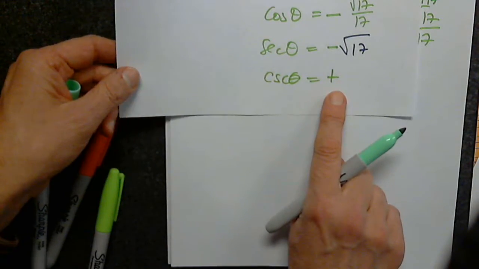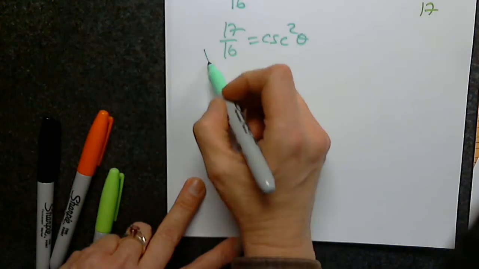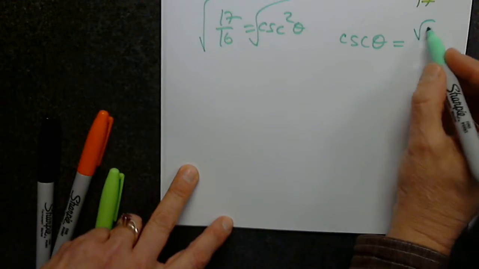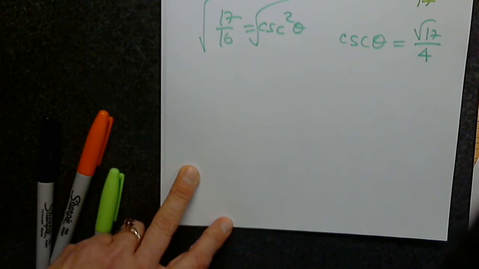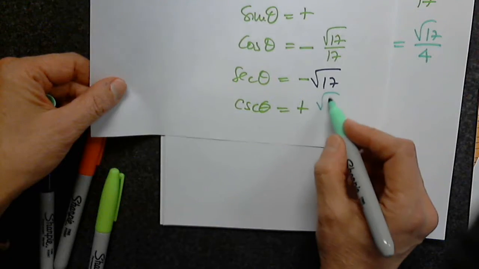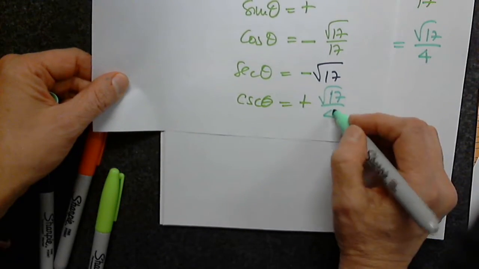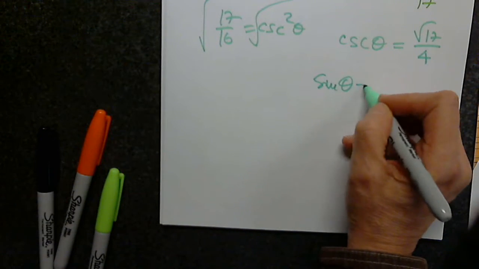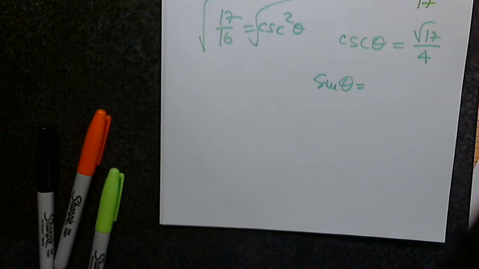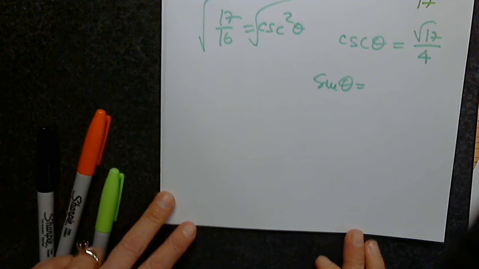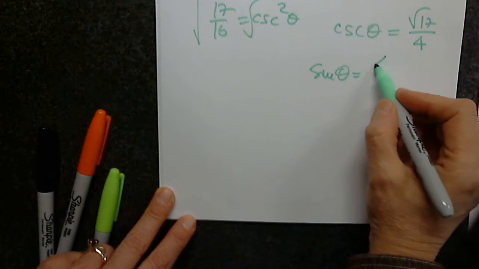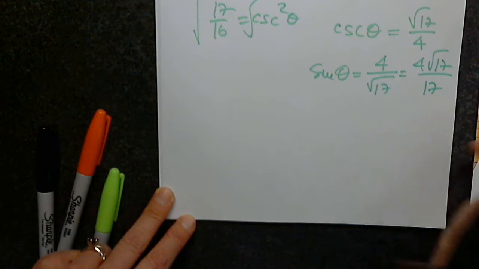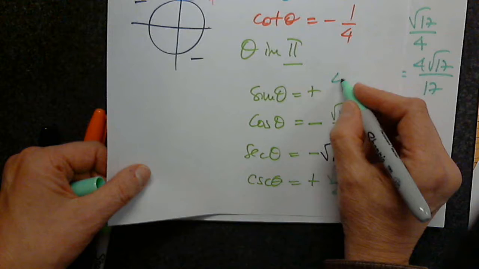Cosecant squared theta. I already established the sign for cosecant. What is the sign for cosecant? So when I take the square root of both sides, I will write cosecant theta equals, very good, the square root of 17 over 4. And since I have cosecant, I have sine. So what is sine? 4 over square root of 17. And I have to rationalize. 4 times the square root of 17 over 17.